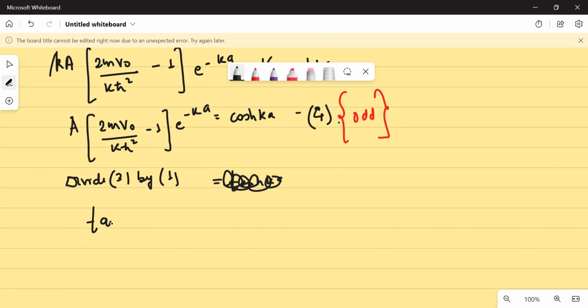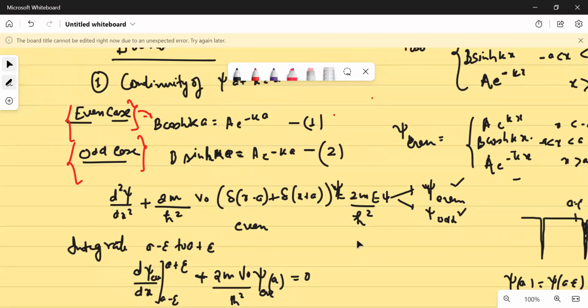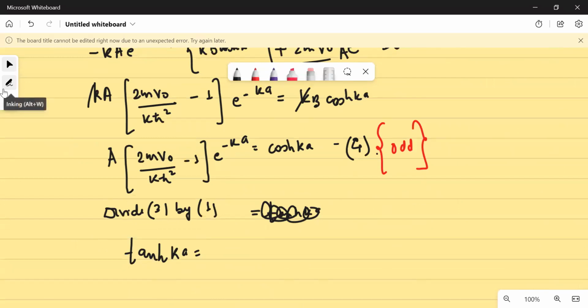So this will give you tan hyperbolic ka is equal to... let me check it, otherwise b times a e to the power minus ka when divided, so what will it give? b divided by b gives you 1. I think this will give you this entire term alone. So this will be like 2mv naught over k h cut square minus 1. Is that clear? So if I divide 3 by 1, I will get this. Is that clear?